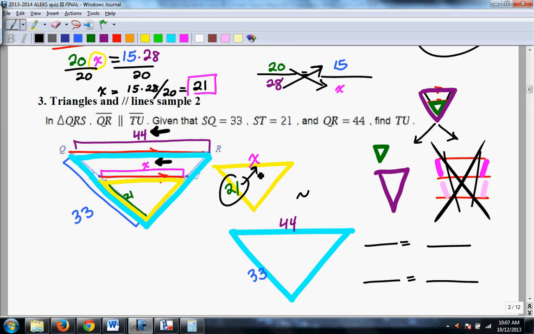We can go 21 to x, and then 33 to 44. That would be a match. Notice I'm using arrows to keep the direction the same. I'm going to pause and let you write that down.